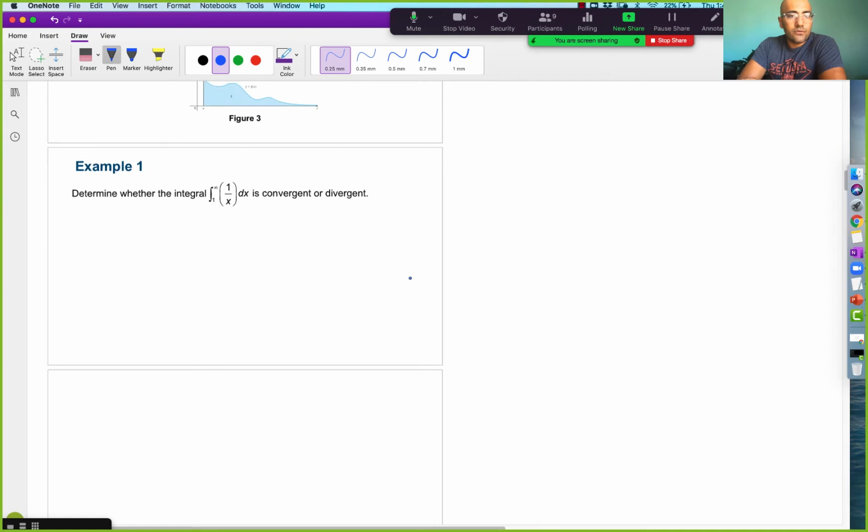Okay, so let's do this guy. Determine whether this integral from 1 to infinity of 1 over x dx is convergent or divergent.